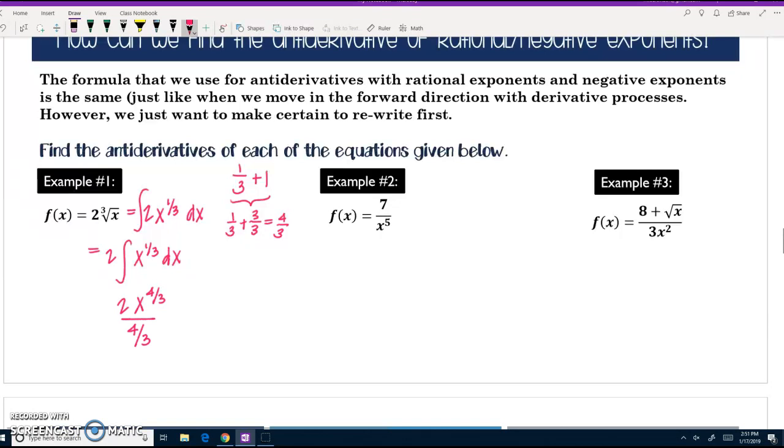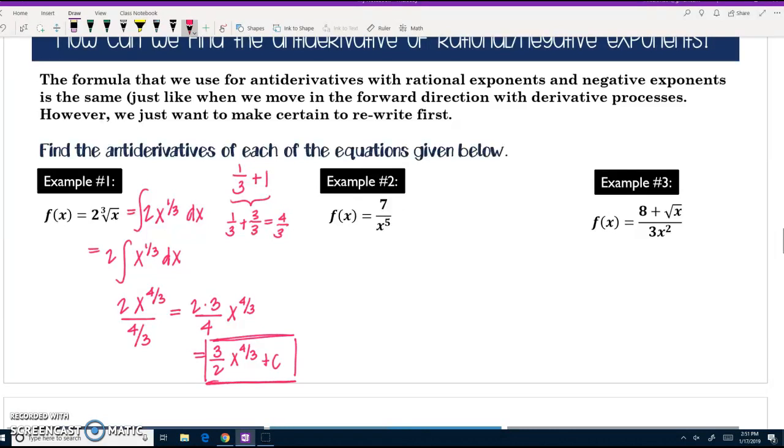But dividing by 4/3 is the same thing as multiplying by 3/4. So I'm going to have 2 times 3 over 4, x to the 4/3. 2 times 3 is going to become 6. 6 over 4 is going to reduce to 3/2. So I'll have 3/2 x to the 4/3. And then just like all the other examples, I want to include that plus c at the end.